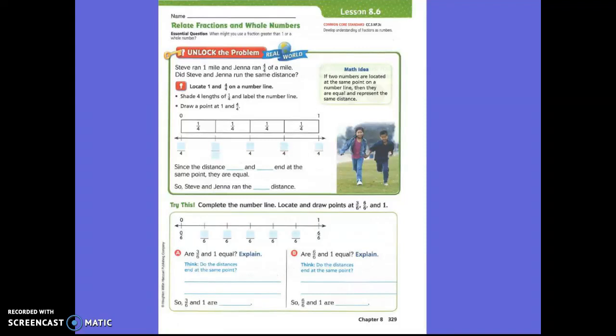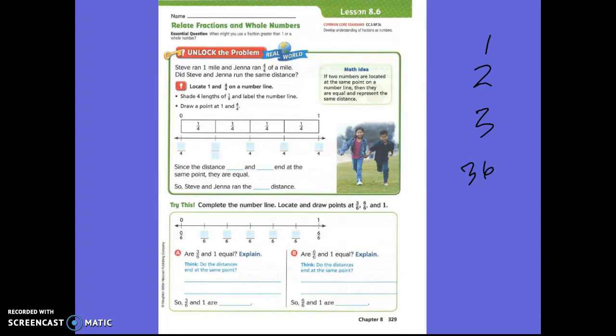Today you are relating fractions and whole numbers as fractions and recognizing that fractions are equivalent to whole numbers. Whole numbers, guys, are just the numbers 1 or 2 or 3 or 36. Those are what you call whole numbers. They're just regular numbers that we have every time.